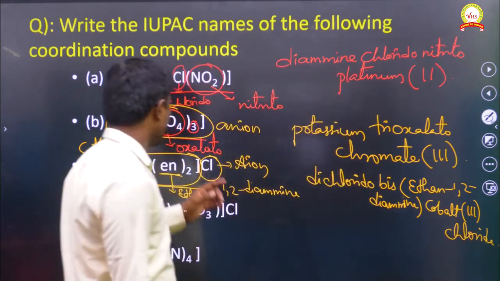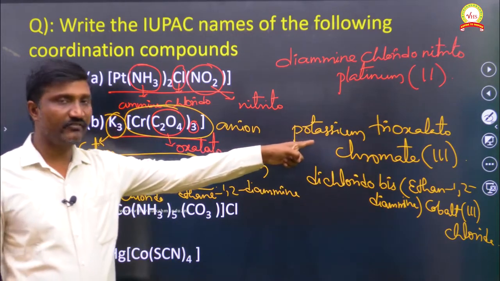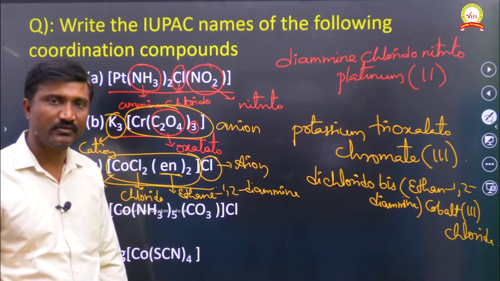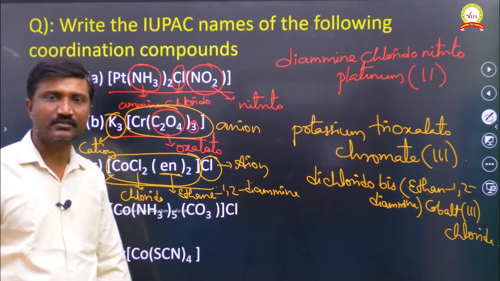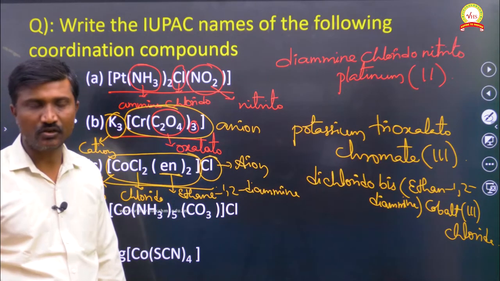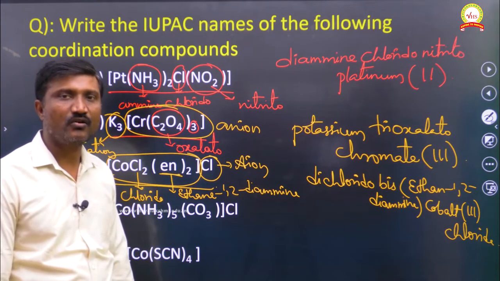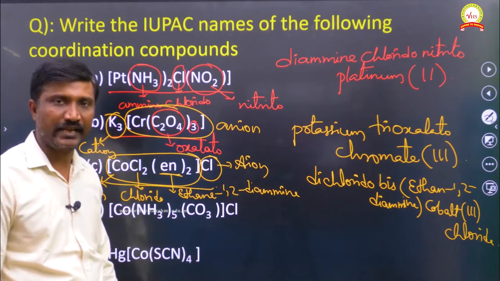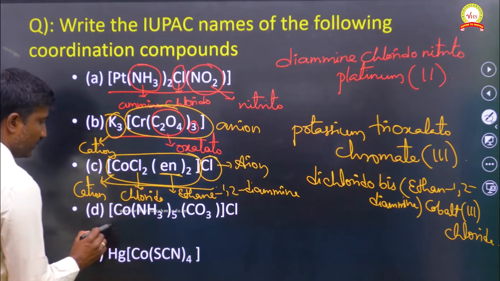Okay. And here you can ask me, three potassiums are there, but why are we not writing tripotassium? I told you, counter ion numbers need not be repeated. No need to mention the repetition of the counter ion. We just have to write that name only. Now let us see this one.